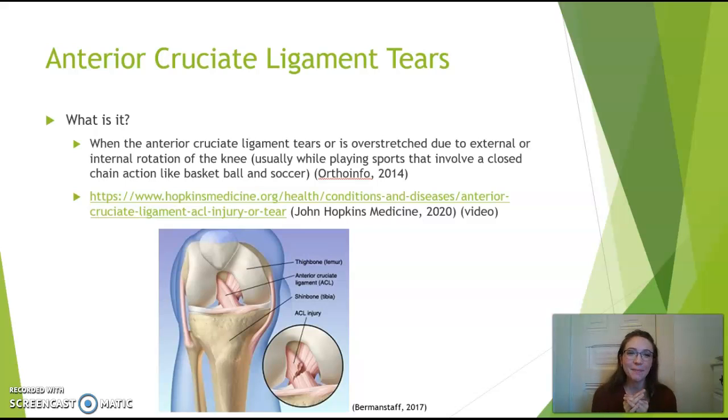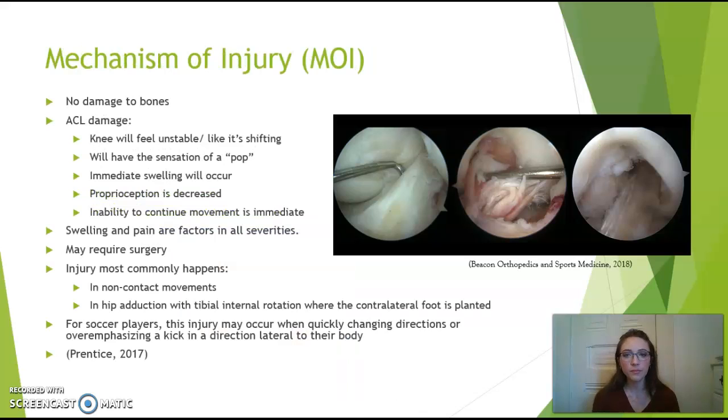So, this happens when the ACL is overstretched due to internal-external rotation of the knee, and there's a great video explaining it. When it first happens, the athlete will feel a snap or a pop. They will probably immediately drop to the ground. Swelling is within 2 hours, and the knee will feel very unstable. It'll be very painful. Most ACL tears happen in non-contact. I think it's 80%, if I'm correct, that happen in non-contact.